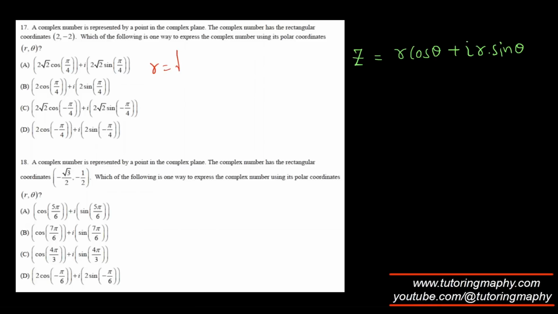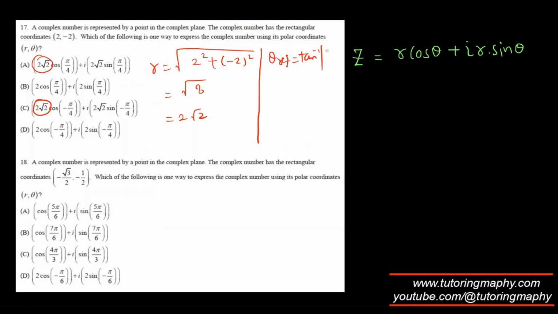So the r will be square root of 2 squared plus negative 2 squared, which is 4 plus 4. 4 plus 4 is 8. Square root of 8 is 2 root 2. So it has to be either this or this. And the theta reference is tan inverse of the absolute value of negative 2 over 2. So tan inverse 1, which is pi over 4. And positive, negative means it is quadrant 4. Pi over 4 equivalent in quadrant 4 is 7 pi over 4, right? So angle is 7 pi over 4.